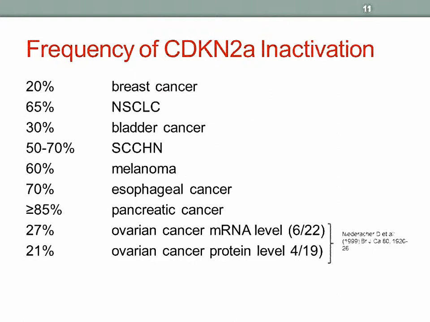So how often does this inactivation occur? Well, this just gives you an idea that inactivating the CDKN2a is actually seen fairly frequently in a large number of cancers. We don't really have as good gene data in ovarian, but we do have the mRNA and protein data, showing that even in ovarian cancer, the CDKN2a gene is inactivated in enough patients to make this of interest, and potentially, if we can target this, something that could be cost effective because of the percentage of patients that show this inactivation. Next.